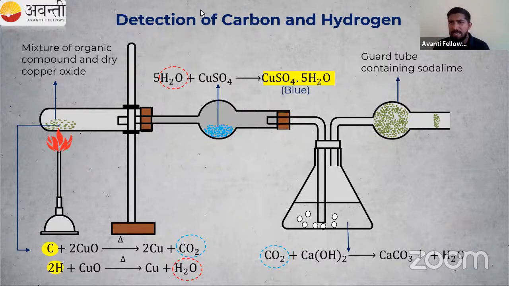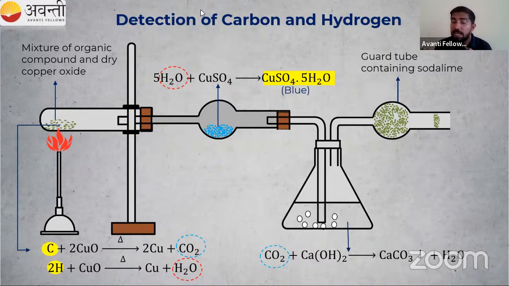So how can I detect the presence of carbon and hydrogen? One is with our copper sulfate: due to the presence of H2O, the color changes. Then carbon dioxide: it is due to the presence of carbon. Carbon dioxide passed through lime water turns it milky. So I can say in this organic compound there is carbon present, and there is also hydrogen present. That is how we detect the presence of these elements. Detection is done. Qualitative analysis is done.